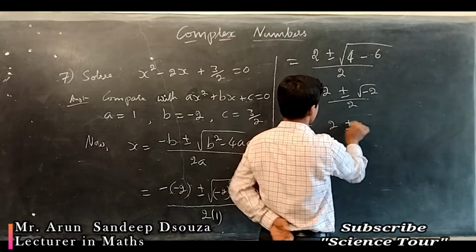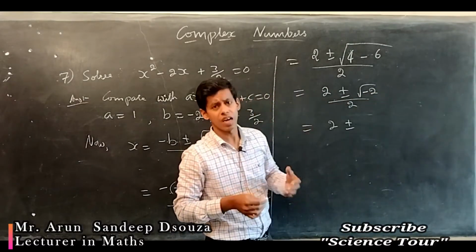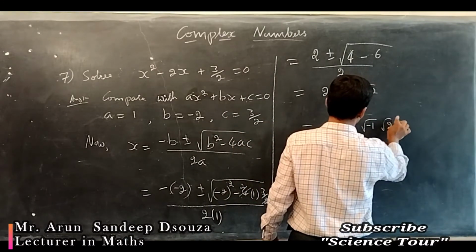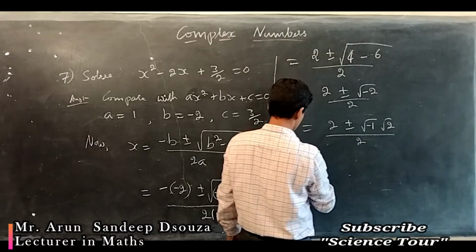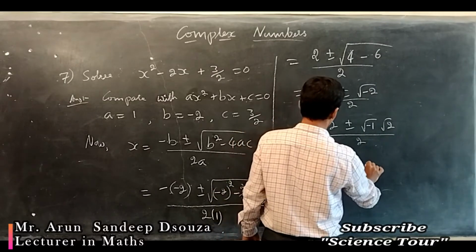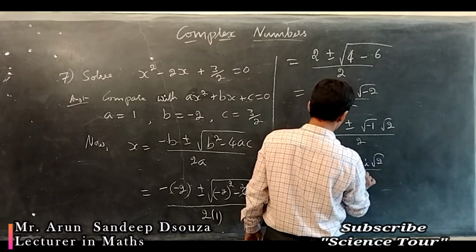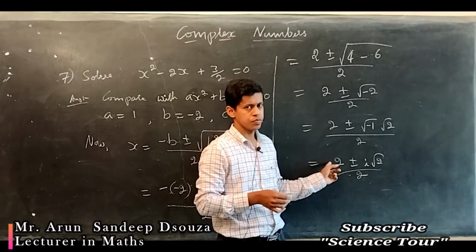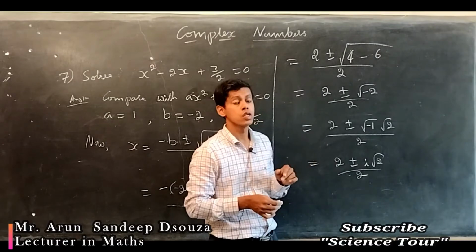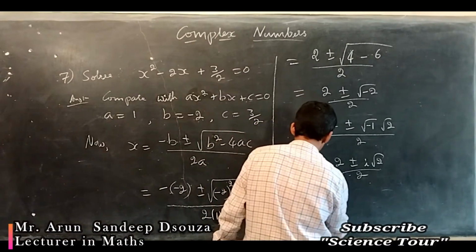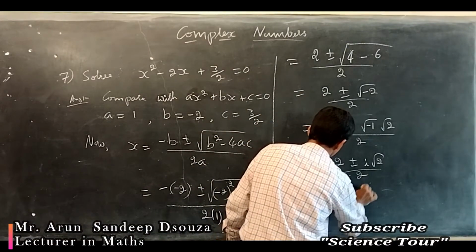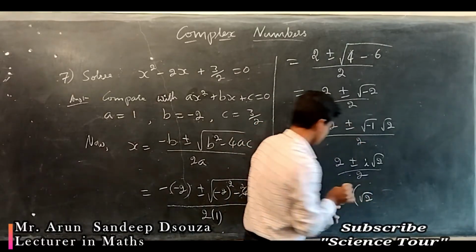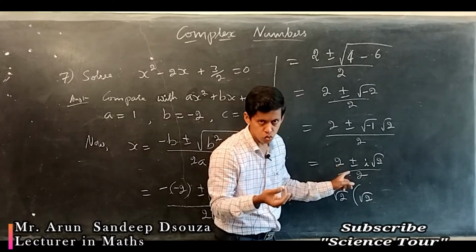So first what you need to do, you have to write this in the form of i. So write this as square root of minus 1 into square root of 2 divided by 2. Now this is like 2 plus or minus i into root 2 divided by 2. So what you can do is take root 2 common. Why? Root 2 into root 2 is 2.